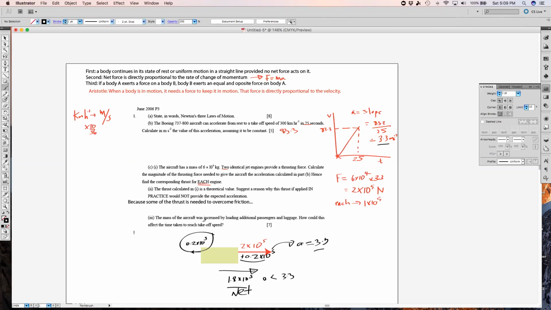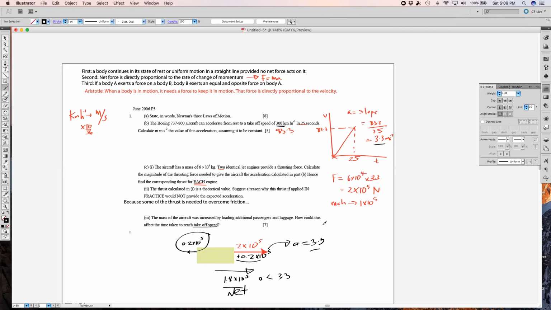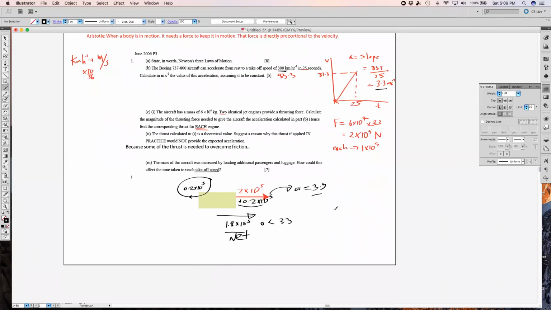Last part. The mass of the aircraft was increased by loading additional passengers and luggage. How would this affect the time taken to reach takeoff speed? Now remember, the takeoff speed is 300 meters per second. Once you increase the load on the aircraft, as the mass on the aircraft increases, what happens to the acceleration? The acceleration would get smaller. Once you increase the mass of the aircraft, the acceleration will get smaller.